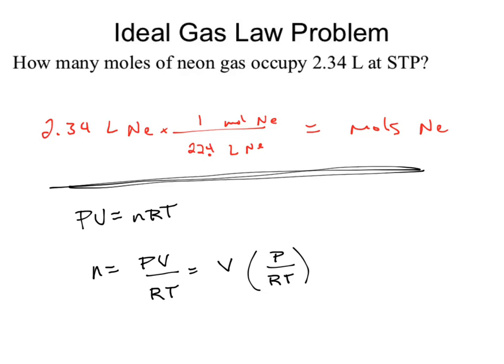Okay. So what we've got is the same general format. 2.34 liters is our volume, so there's our volume pulled out. And then we multiply by some conversion factor, which is this guy. So I just want to look at what is P over RT.